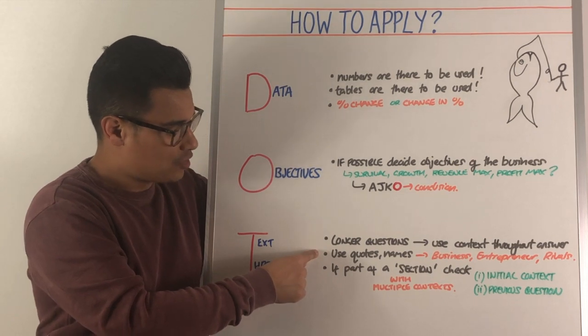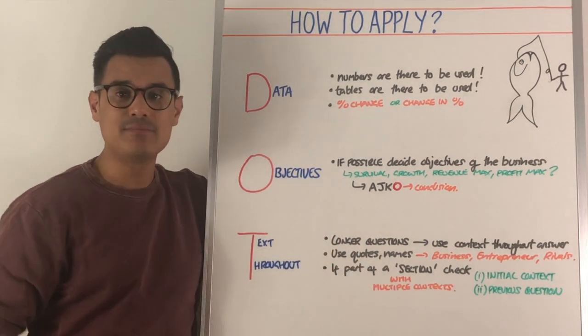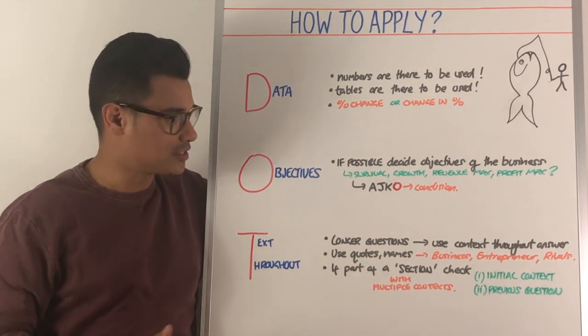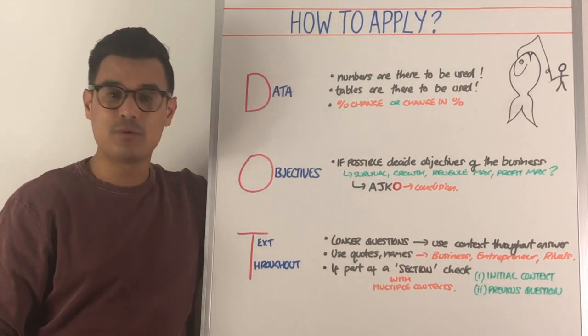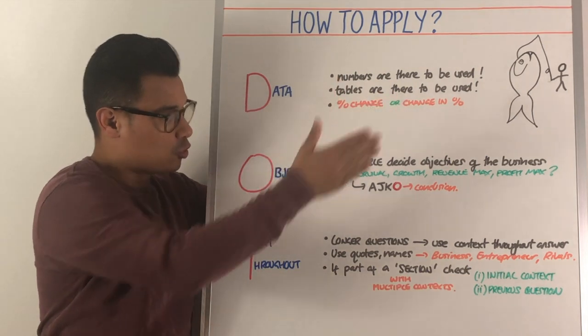It might be for this that you use quotes or names that have been mentioned in the case study in the context. It could be the business name, the entrepreneur's name, the rivals that have all been mentioned in it, as well as, of course, your data.